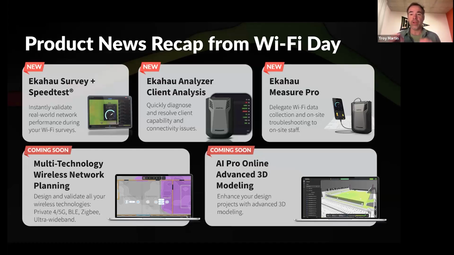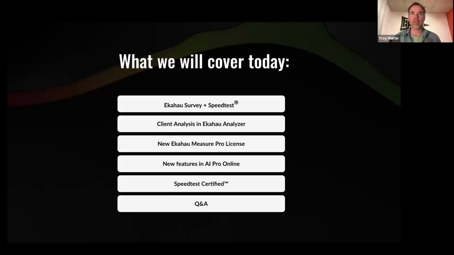And then something that's very cool is we've had 3D planning available in AI Pro Online for some time, but we're adding advanced 3D modeling, right? Which will allow us to do some angled seats, some holes in the floor to represent pools, other objects, and then we model the RF as well in 3 dimensions, right? So we'll walk through some of that as part of today's webinar.